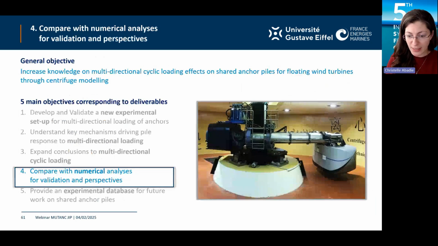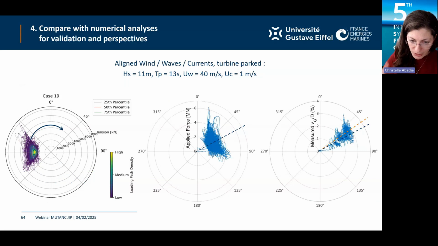On the next slide, so once we finished this test campaign, we did one final cyclic multidirectional test, which consisted in comparing the numerical analysis, fully calibrated and validated, which unfortunately we can't present today because that group is not present, but to our experimental results.